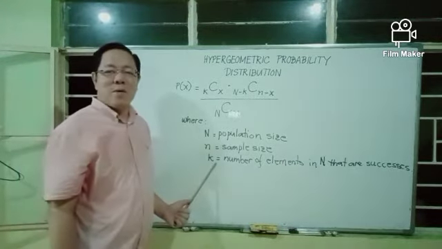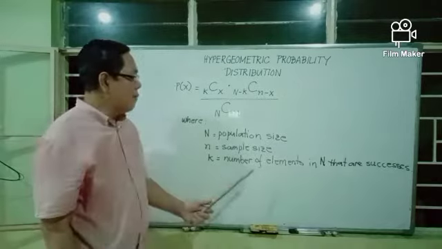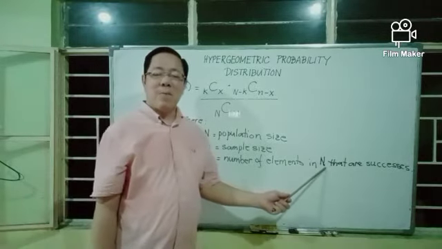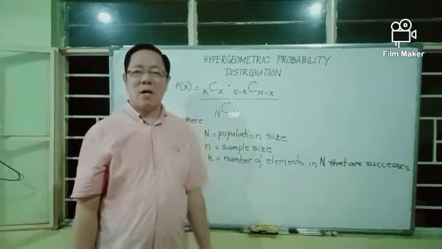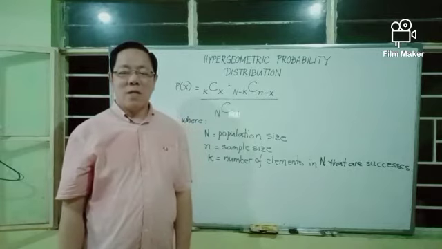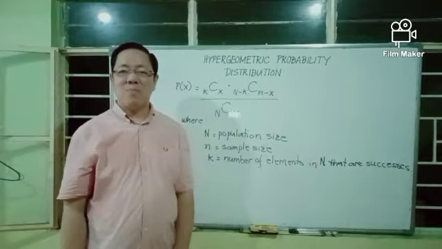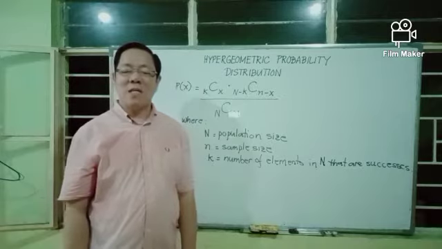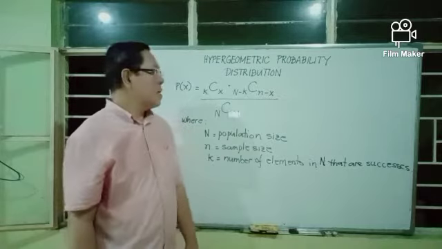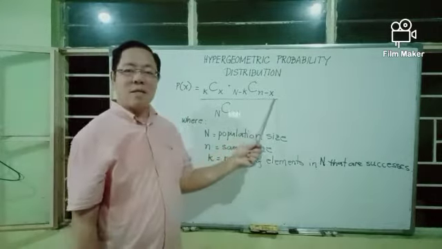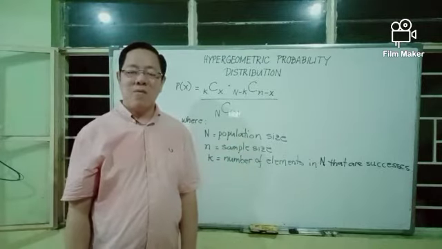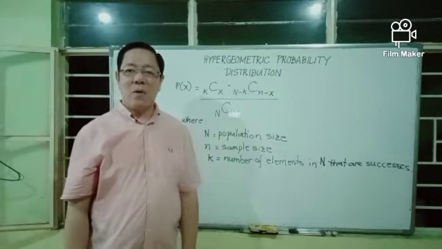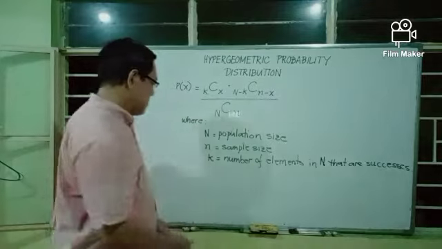Here is the number of elements from capital N, the number of elements in the population that are successes. So this means that these k elements of the population possess one of the two properties, and this property is considered a success. And small x represents the number of elements in the sample that are successes.